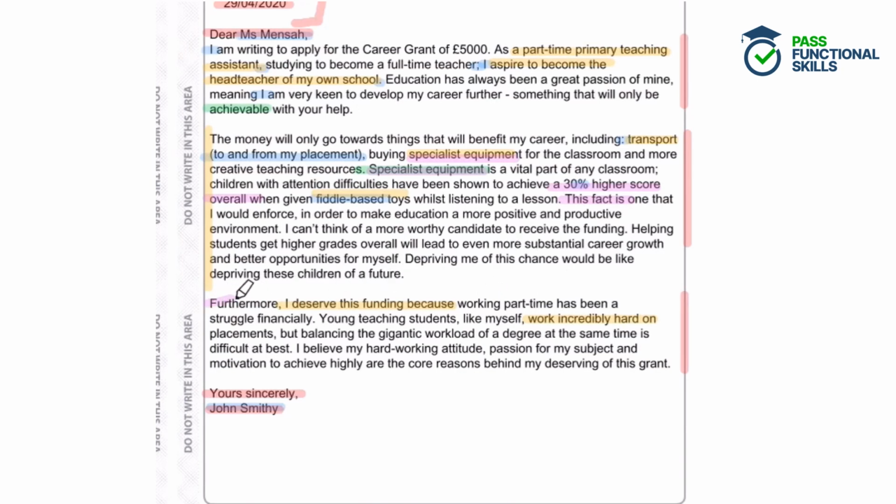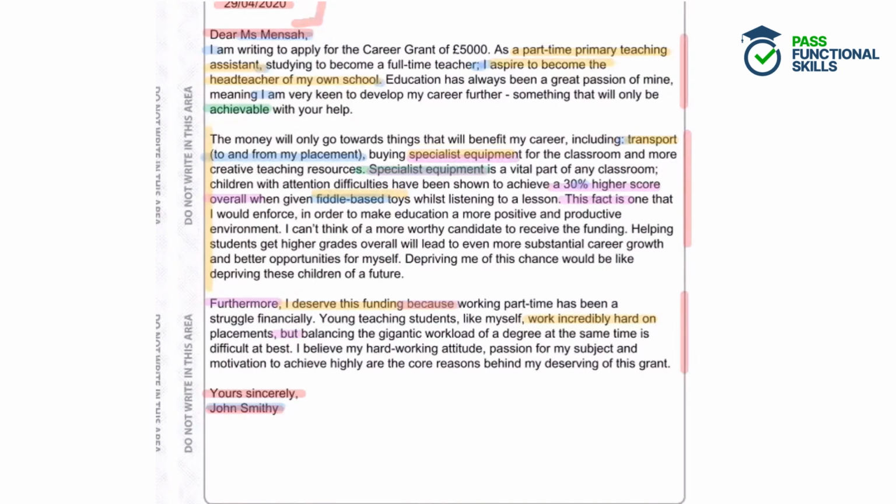So, for example, in this final paragraph, we've got furthermore to start with to link the paragraph to what we've said in the previous paragraphs. Then we also have a use of because here to sort of link ideas together to give reasons why the person deserves the funding. And then finally, we have but to sort of create a contrast saying that they're working really hard, however, it's really difficult for them. So overall, the answer is really well joined up, it's very cohesive, and it would get high marks.